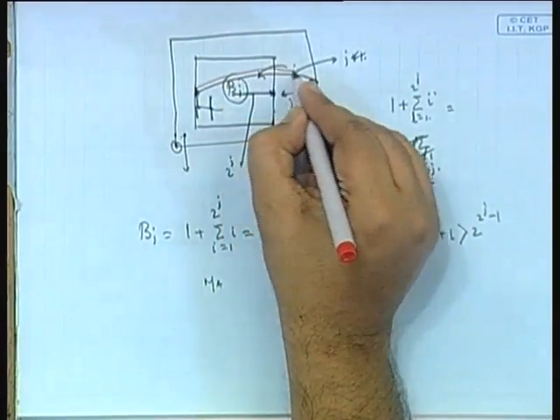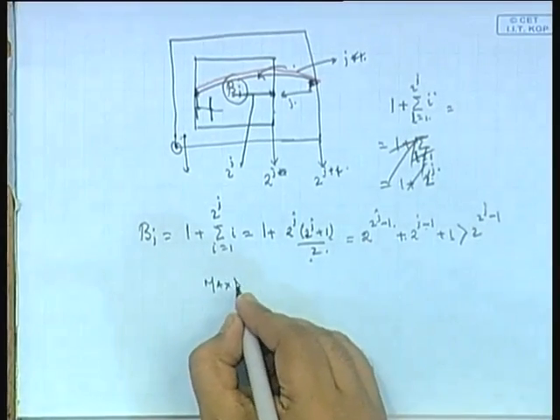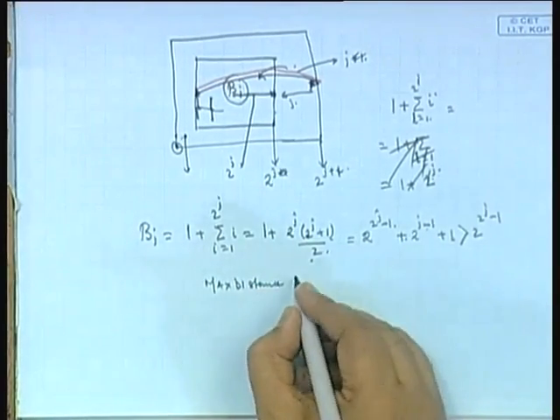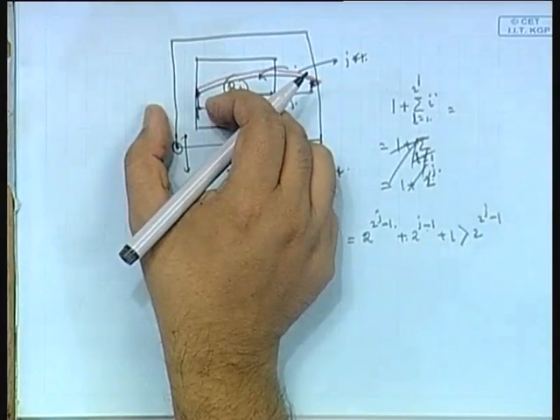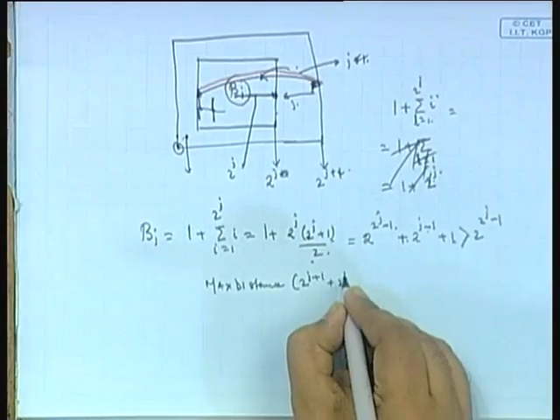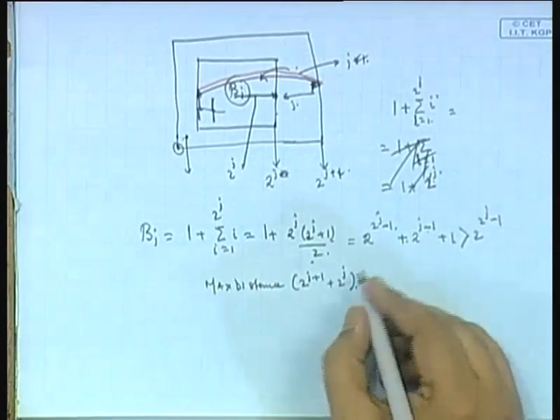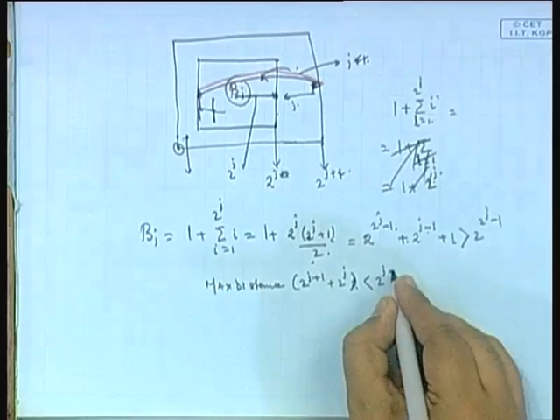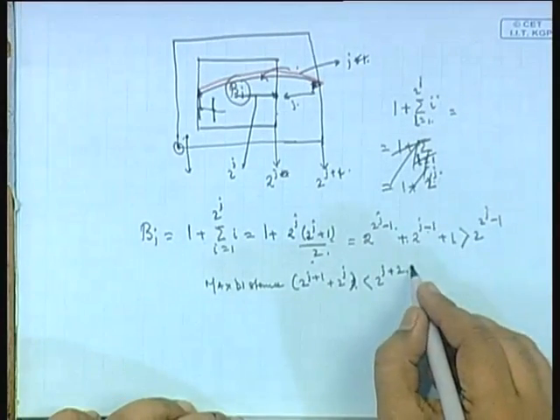The max distance is 2 to the power j plus 1 for this part and 2 to the power j for this part. Okay. So, 2 to the power j plus 1 plus 2 to the power j. Okay. So, that also you can say this is the max distance. The max distance is bounded by 2 to the power j plus 2.